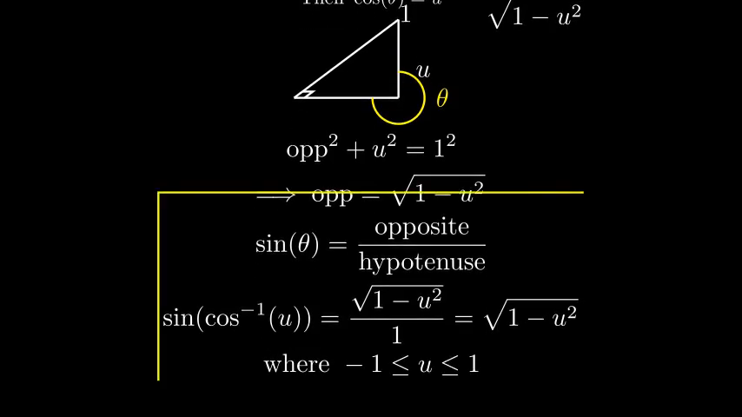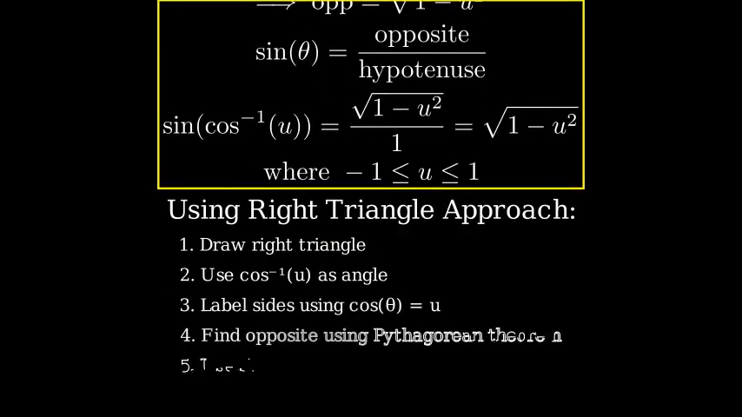Note that this is only valid for u between -1 and 1, which is the domain of cosine inverse. And that's how we find sine of cosine inverse of u using a right triangle approach and the Pythagorean theorem.